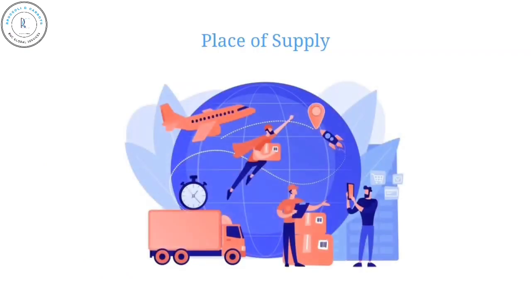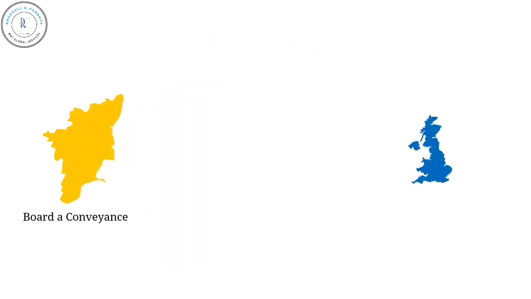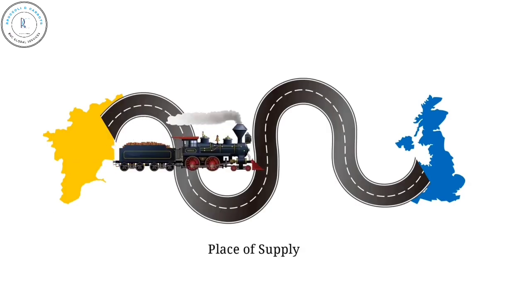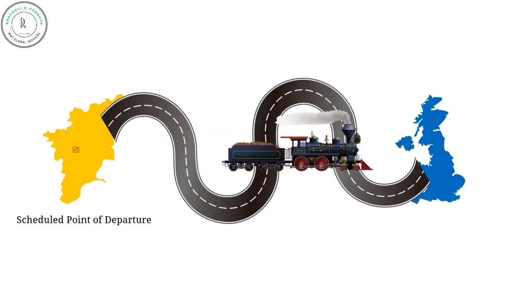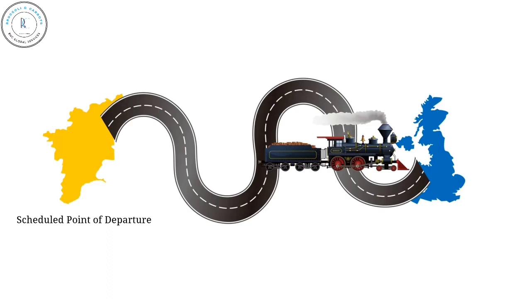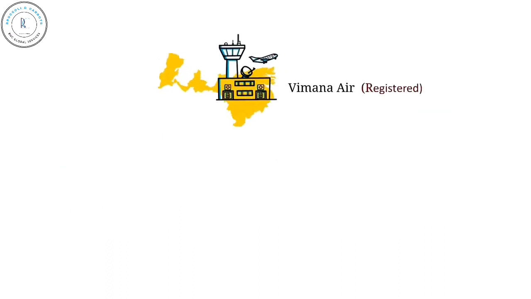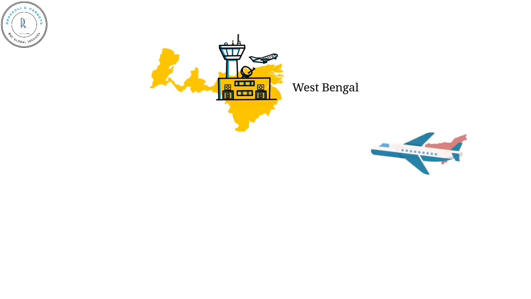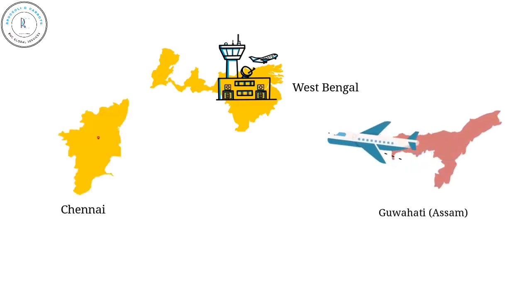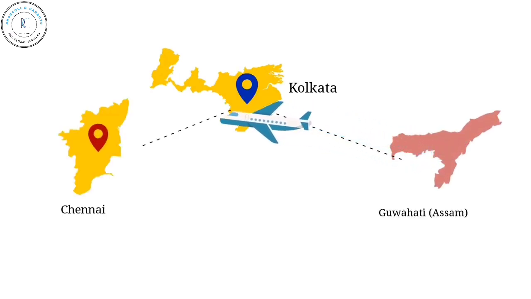Today we shall be discussing the concept of place of supply for services on board a conveyance. For supply of services on board a conveyance, place of supply will be location of the first scheduled point of departure of that conveyance for the journey. Example 1: Vimana Air, registered in West Bengal, has a flight from Guwahati, Assam, to Chennai stopping at Kolkata and Bangalore. Ms.